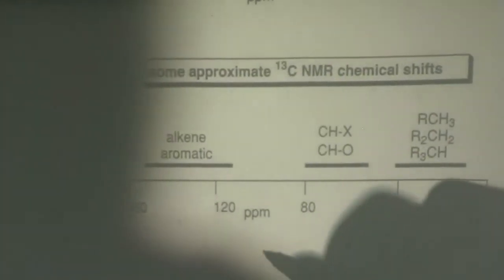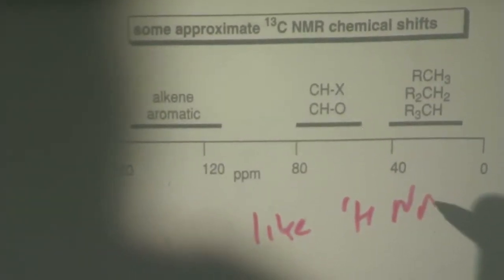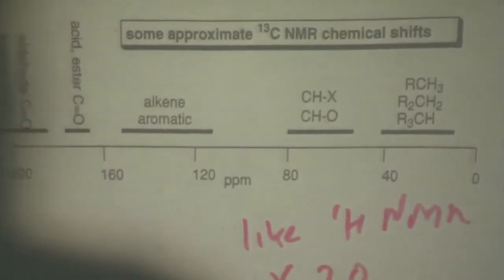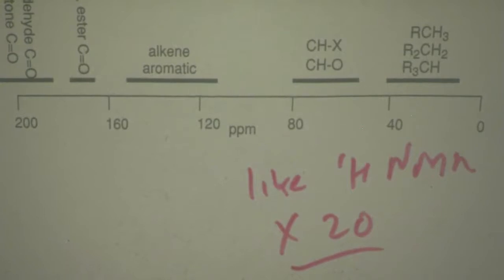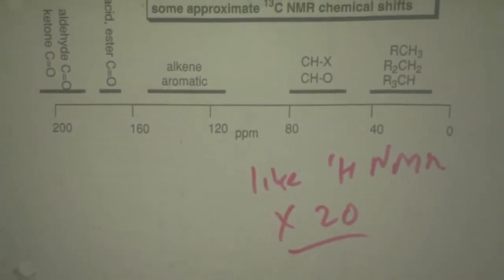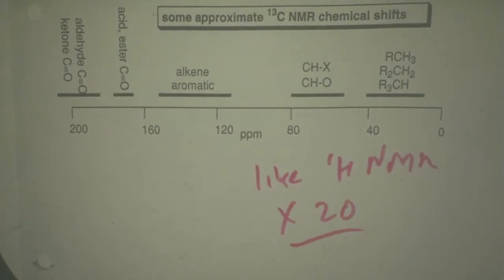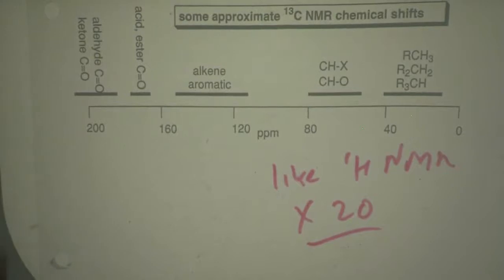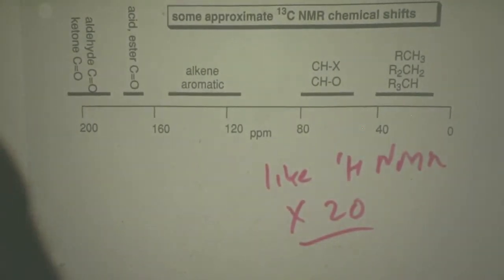So to a large extent, it's sort of like H1 NMR, but with maybe a factor of 20 on the scale. In other words, most of what you're going to see in a proton NMR is from 0 to 10. Most of what you're going to see in a carbon NMR is from 0 to 200. Carboxylic acids will be further out. Ketones will be further out. But that kind of gives you my read on things.